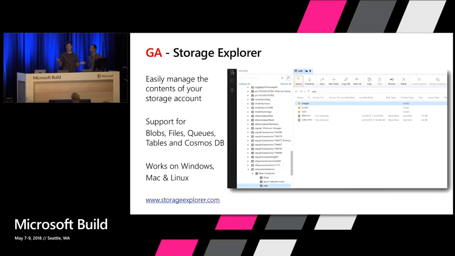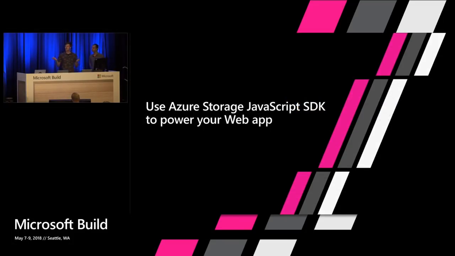We also showed you Storage Explorer. So this went GA just a few weeks ago. It enables you to easily manage the contents of your storage account. And this is support for blobs, files, tables, queues, and Cosmos DB entities. It's a multi-platform tool. It works on Windows, Mac, and Linux. And you can go check it out at the link that's on the slide. So now I'm going to turn it over to Serdan, who's going to talk about making our web application a little bit richer with the power of the JavaScript SDK.